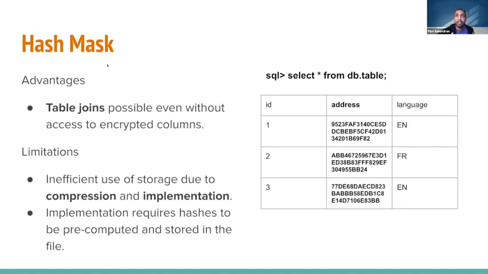Next, we have a hash mask. Again, we have a similar test query, and here we get hashed values as a result rather than real values. The big advantage with the hash mask is that table joins are now possible, even if the user doesn't have access to the column. So we can join between tables on the hashed values, and this allows users to do potentially useful things.